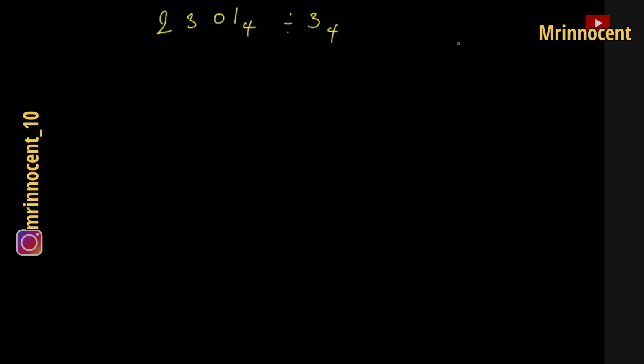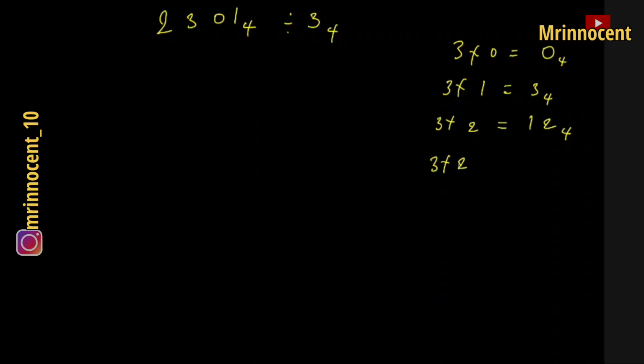We have 3 times 0 equals 0 in base 4, and 3 times 1 equals 3 in base 4. 3 times 2 equals 6, and 6 in base 4 is 1, remainder 2 in base 4. 3 times 3 equals 9. 9 in base 4 is 2, remainder 1 in base 4.